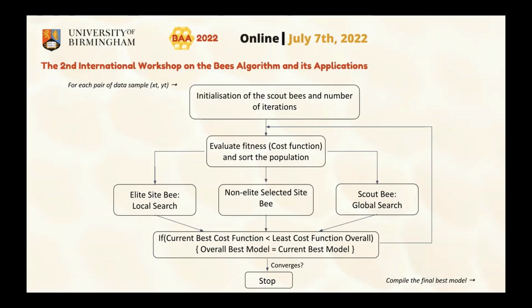And then the local search and global search is performed, which is iteratively used, and when the current best cost function is greater than the least cost function, we have found the best model, which goes on iteratively, and using hill climb we find a solution which is very close to the optimal solution. It may not necessarily be the optimal solution, but yes, we have found a solution very close to the optimal solution.